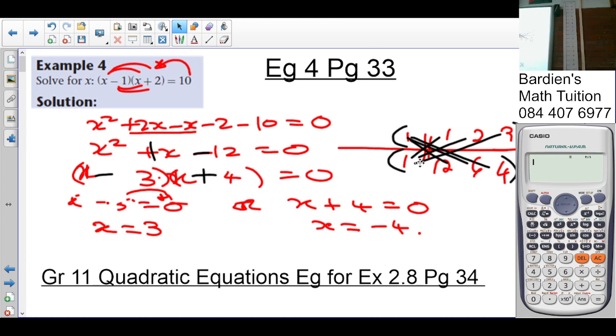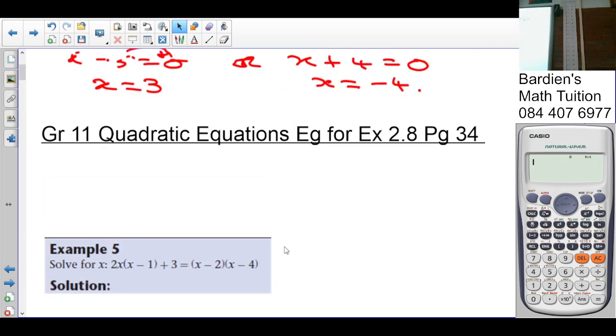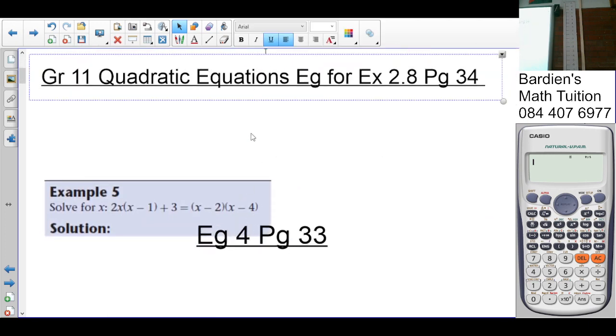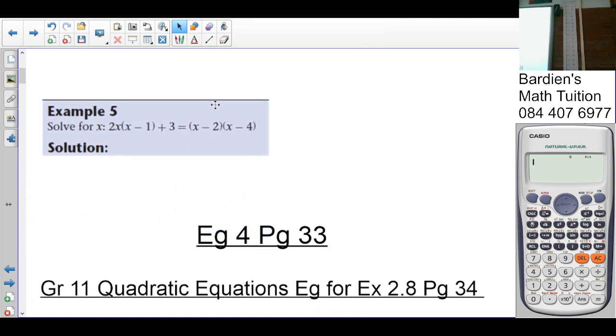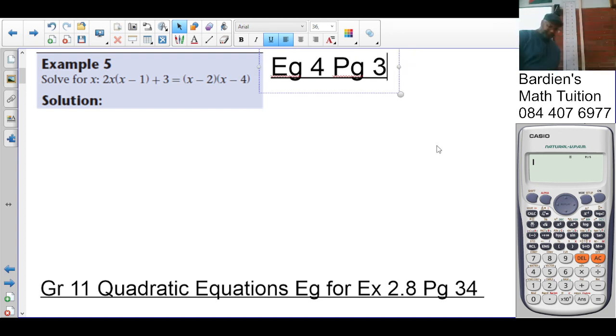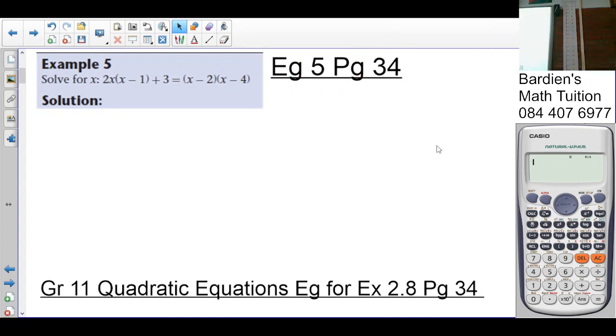You all understand? Who doesn't understand? We did this last year already, no? Example 5, the last example here, on page 34. It says solve for x. We've got 2x times x minus 1, plus 3, equals x minus 2 times x minus 4. What do we have to do first? Get rid of the brackets.